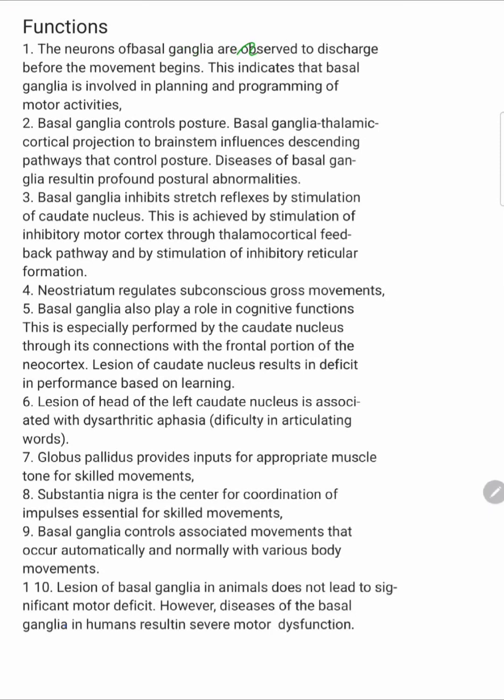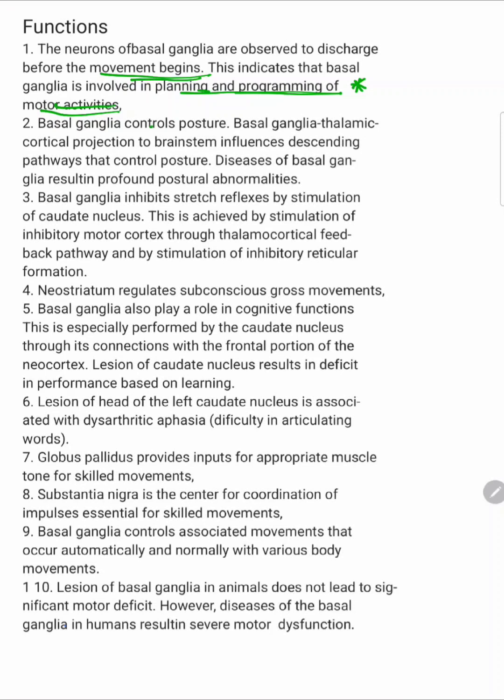The neurons of basal ganglia are observed to discharge before the movement begins. This indicates that basal ganglia is involved in planning and programming of motor activities. See, in this sentence, planning and programming of motor activities is the important thing. So you have to write that basal ganglia is involved in movement before it begins, so that we can consider that basal ganglia is involved in planning and programming of the motor activities. So these words are important. They should be mentioned in the answer.